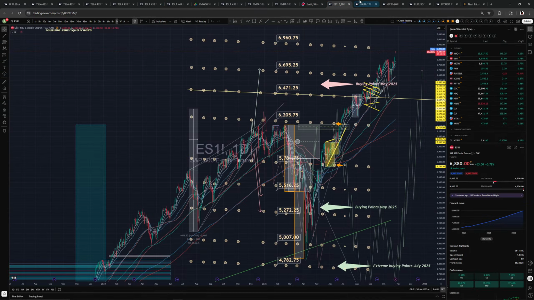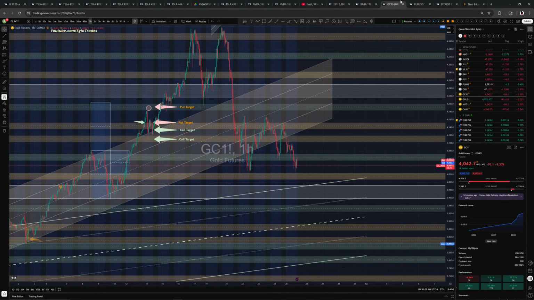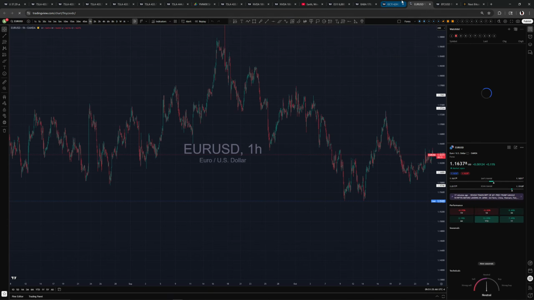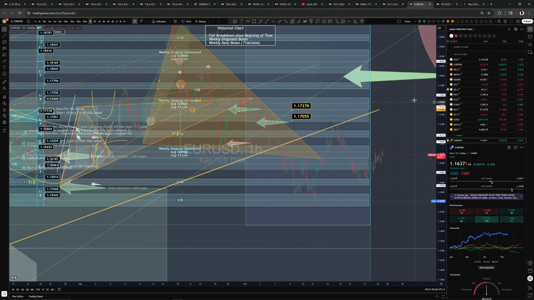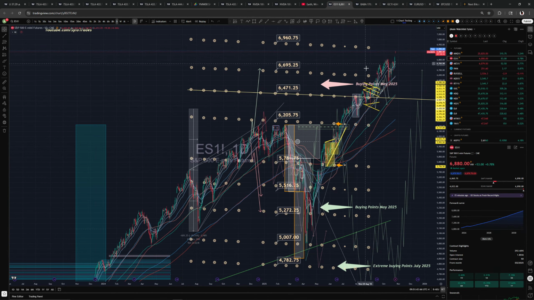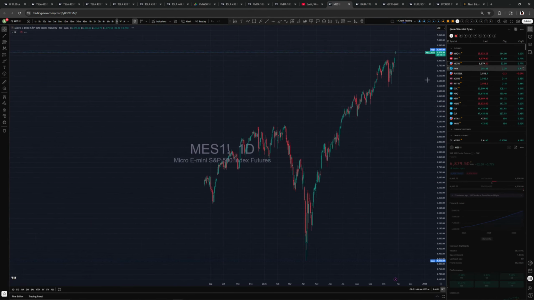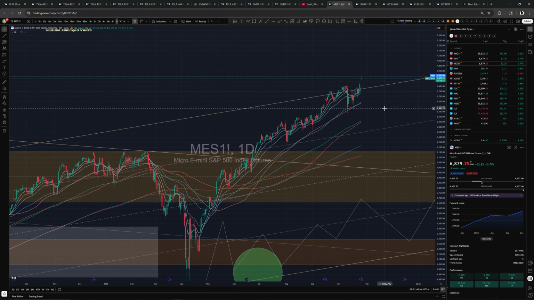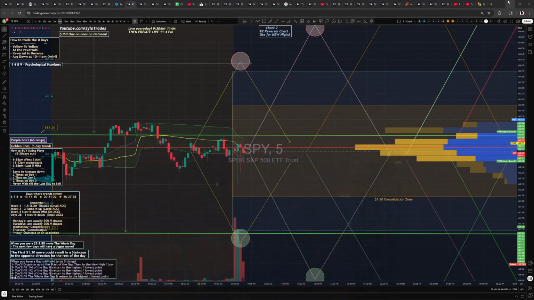Okay, let me see. Let's go. This is the futures chart. That's futures. No, that's forex. All right, let's go back to SPY here.